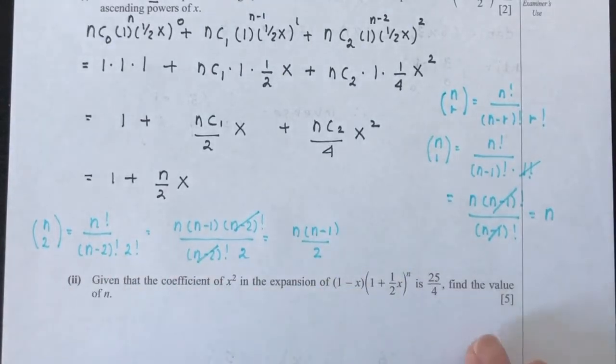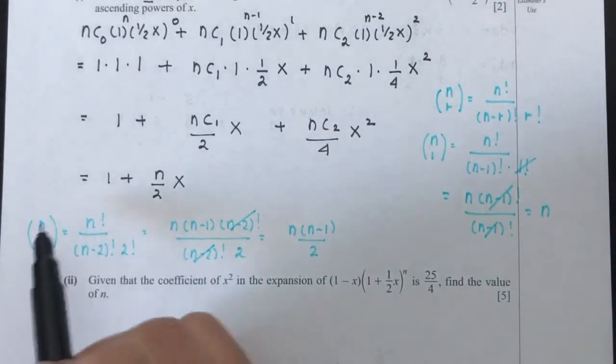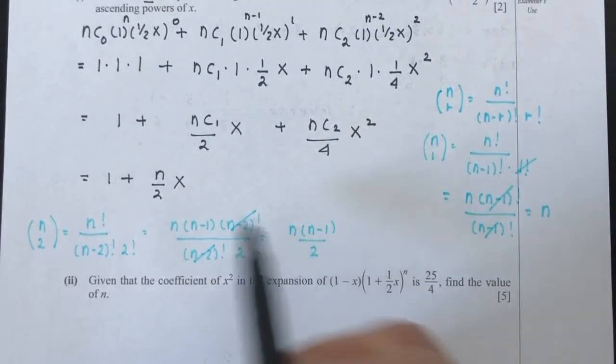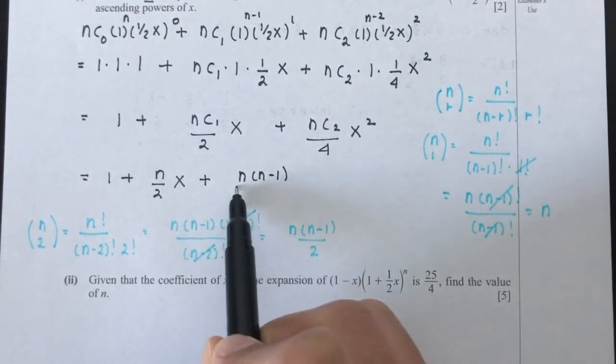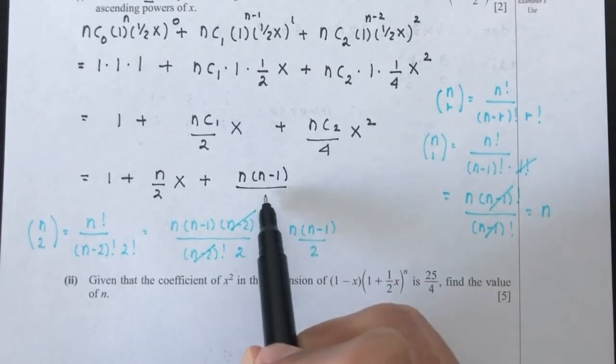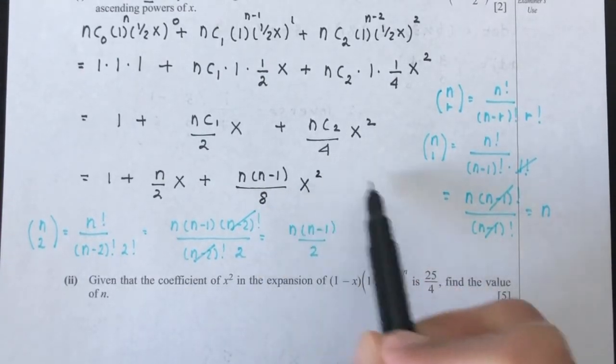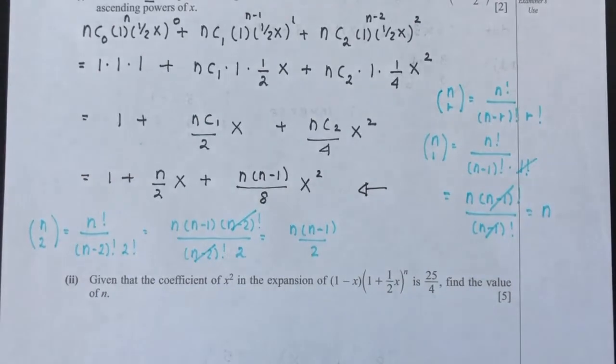So your answer here will be what? Replace back in your equation. So this on top will be this value, so it will be plus n minus 1 over 2, but we have to divide by 4, that will become 8 x squared. So this is your answer for part 1.